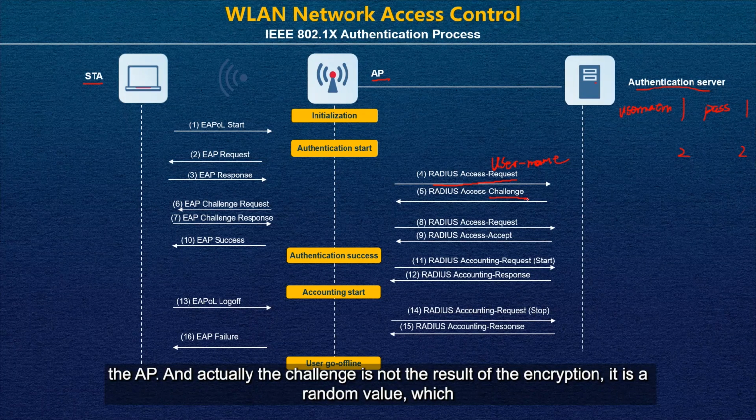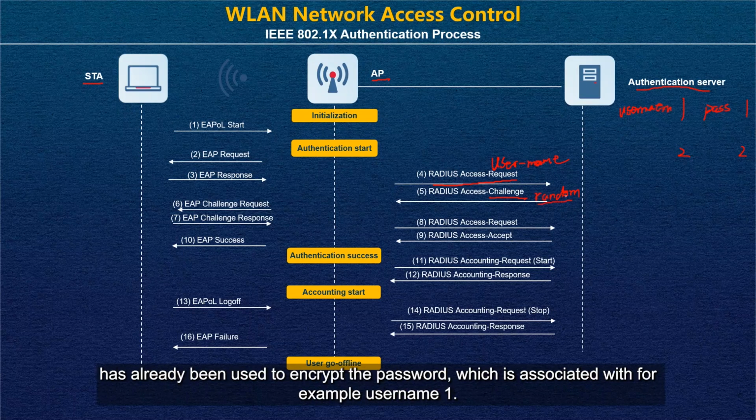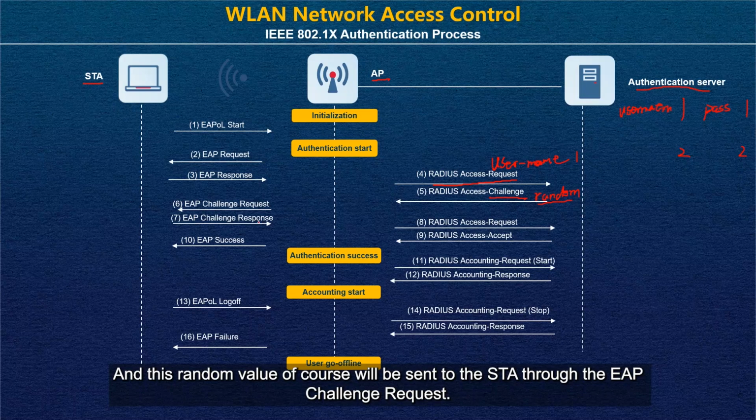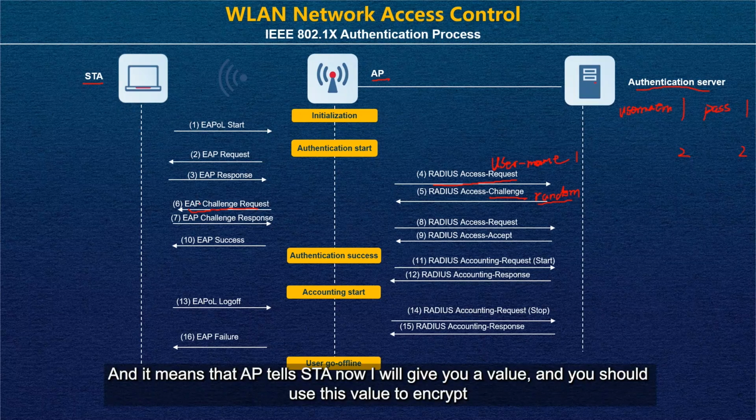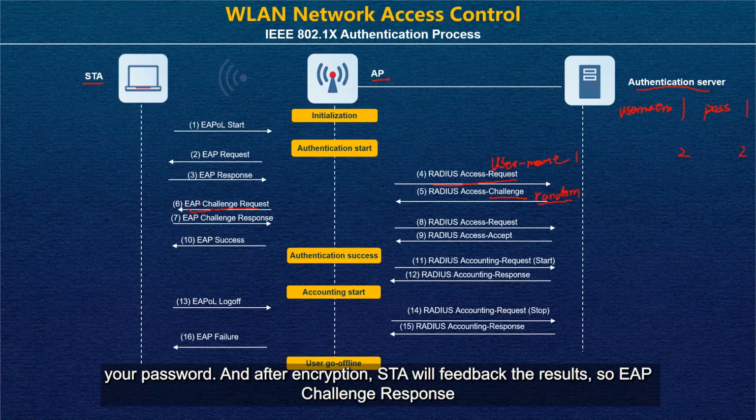And actually, the challenge is not the result of the encryption. It's a random value which has already been used to encrypt the password associated with, for example, username 1. Okay, and this random value, of course, will be sent to the STA through the EAP challenge request. It means that the AP tells the STA, now I will give you a value, and you should use this value to encrypt your password. And after encryption, the STA will feed back the result, so the EAP challenge response, to the AP.